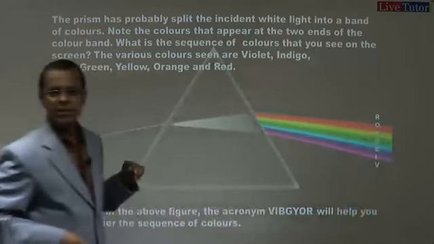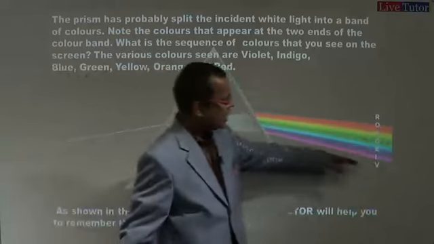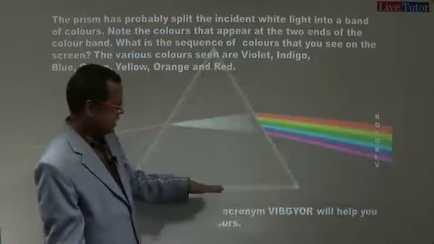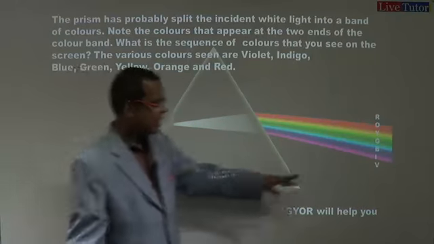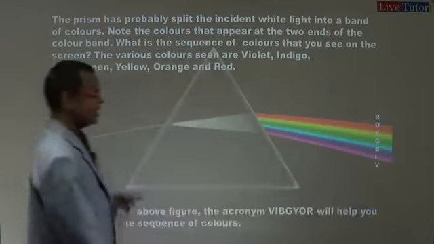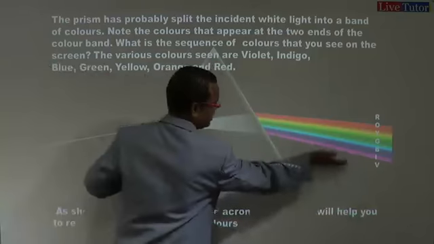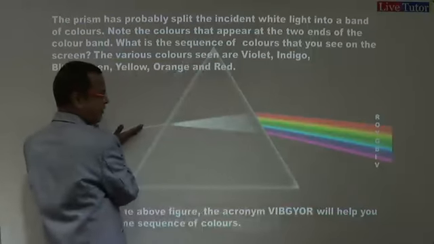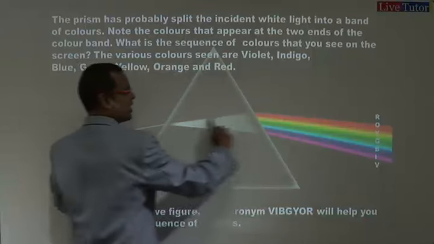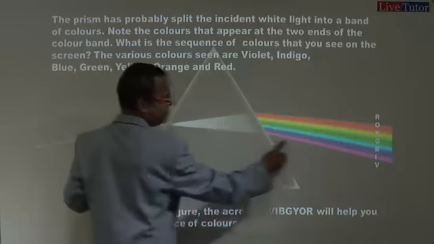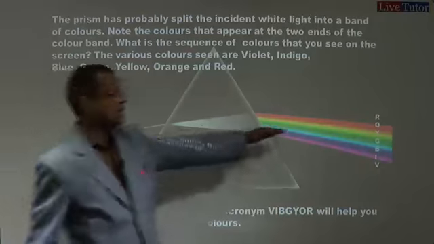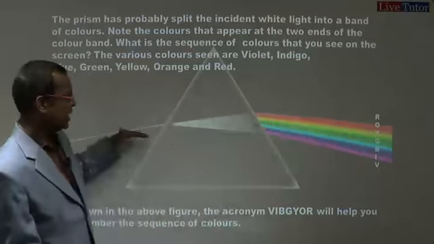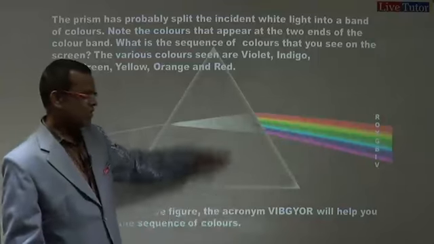You can note down one important thing: from the base, the violet is very close. From the base, it is very close. If you extend this line, you can see which is deviated more. Violet is deviated more, isn't it? So red is deviated less. This way, all the colors are deviating towards the base.